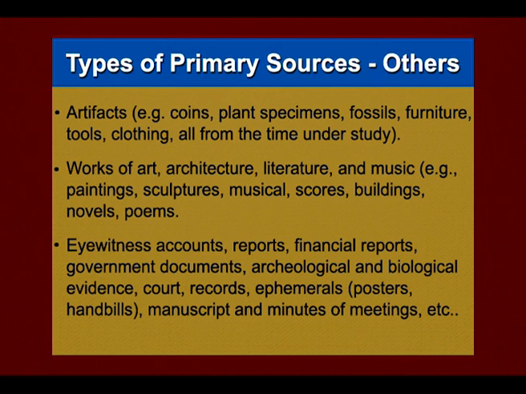In the others category, there are several artifacts like coins, plant specimens, fossils, furniture, tools, clothing, and paintings maybe. All of these basically provide lots of information about that particular product, as well as the historical period of time to which they belong.